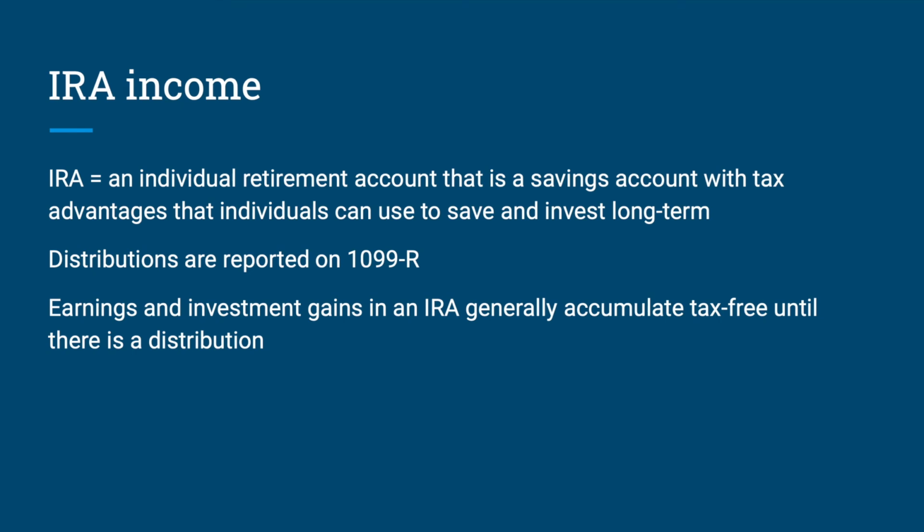And so one of the important concepts with regard to retirement income is IRA income. An IRA is an individual retirement account, a savings account with tax advantages that individuals can use to save and invest in the long term. And distributions from these accounts are reported on 1099-R. I know, real shocker there after the list we provided on the last slide. And earnings and investment gains in an IRA generally accumulate tax-free until there is a distribution from the account. So what this means is when you're going to start paying taxes on an IRA in general is when it is actually distributed from the account.